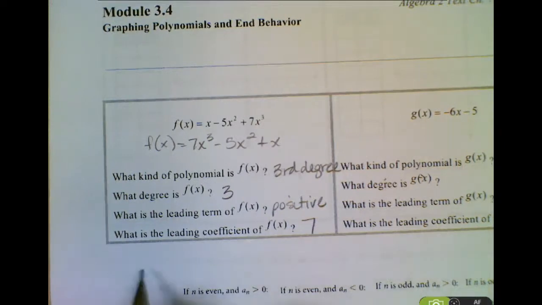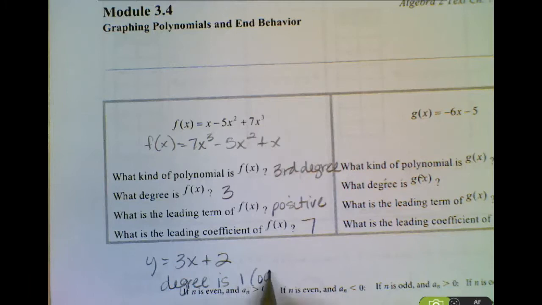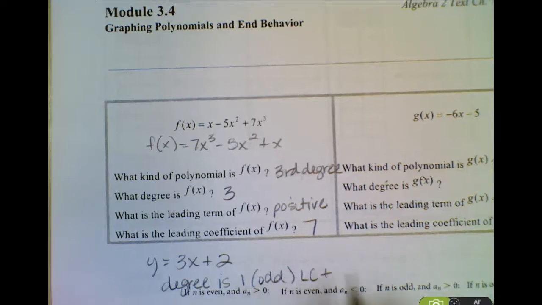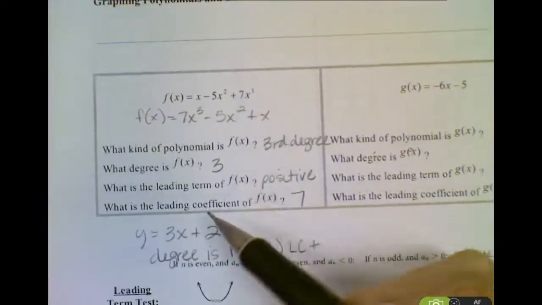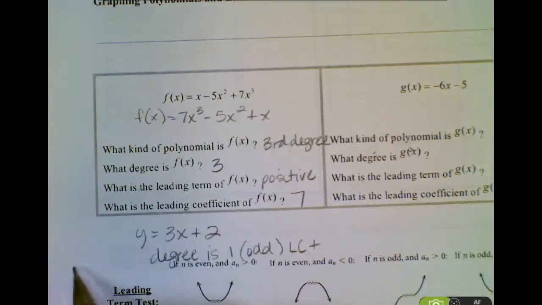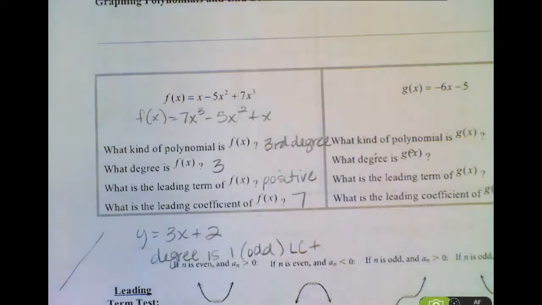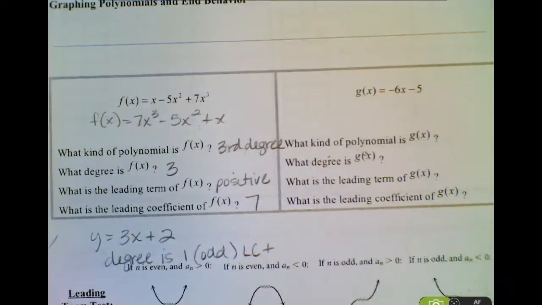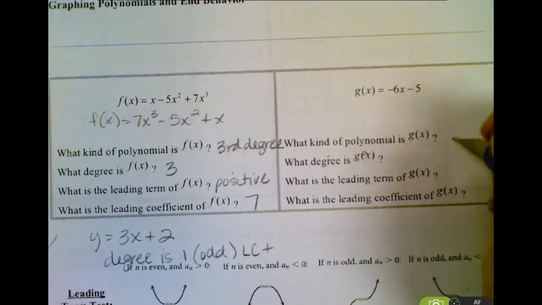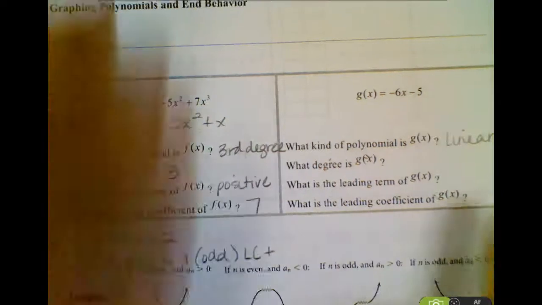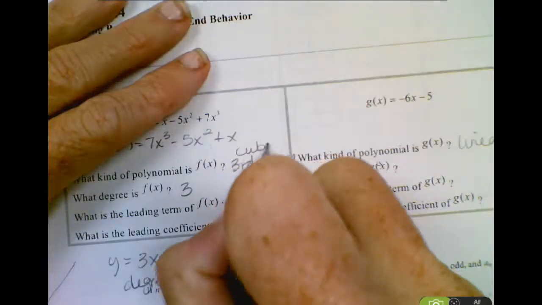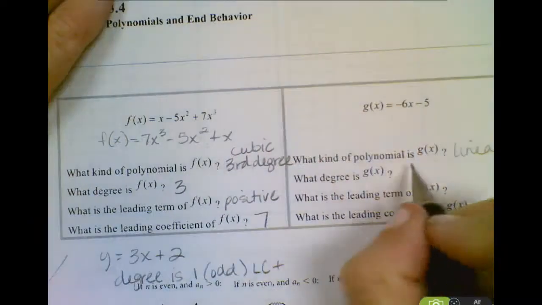Remember, we talked about in class that if we had y equals 3x plus 2, that has a degree of 1, which is odd, and the leading coefficient is positive. So this polynomial would have similar behavior in the fact that it would start low and end high. This polynomial would have the same behavior. We'll call the polynomial g of x. This is a linear polynomial. Back here, third degree, we called it a cubic polynomial. The degree of g of x is 1.